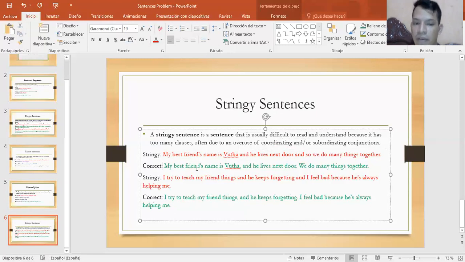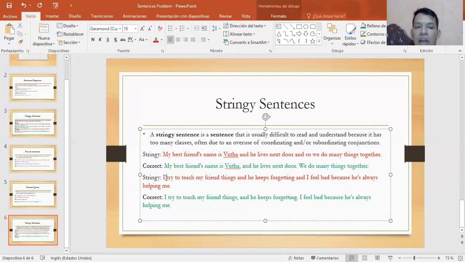What we have to do is separate clauses and not connect them with a connector. For example, my best friend name is Buta, and he lives next door. So we have to separate. This is the main clause in the sentence, and this is another independent clause. So we have to separate it with a period.